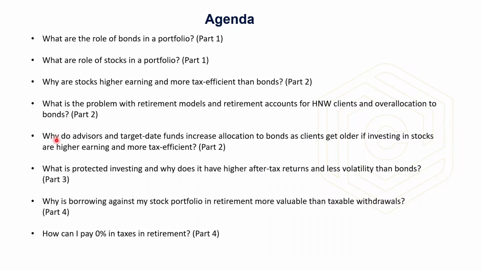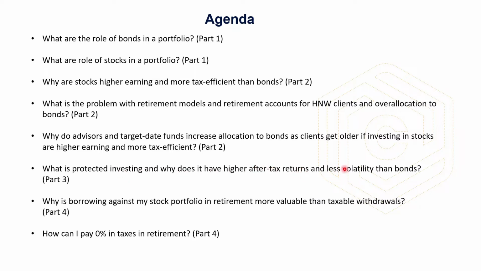We'll then be talking about in part 2, well, if bonds are so tax inefficient and lower yielding, why do advisors and target date funds increase allocation to bonds as clients get older? So why are they doing that if we know that stocks are higher earning and more tax efficient? And we'll talk about why that model benefits the advisors more so than it does the actual client. And you'll see this if you have 401ks or just Vanguard target date retirement funds. You'll see this increasing allocation of bonds and why it's actually a problem for clients, even though it's better for the advisor's model.